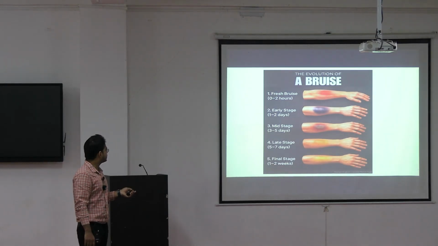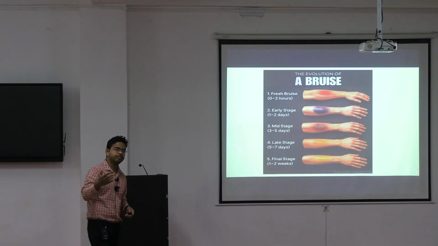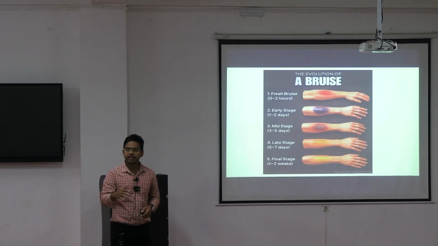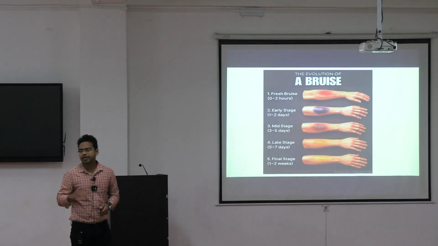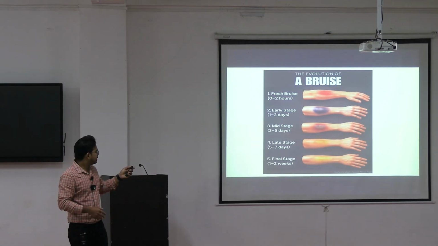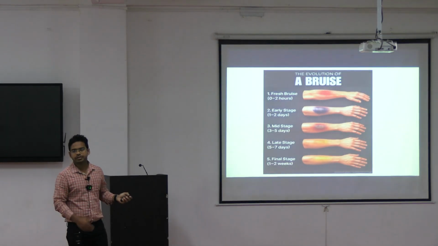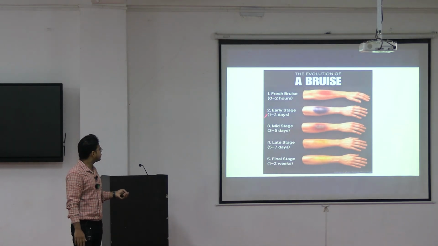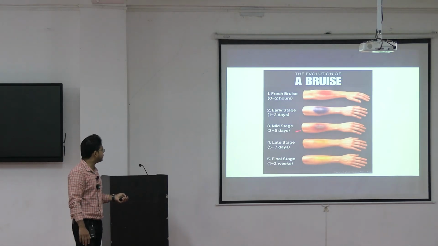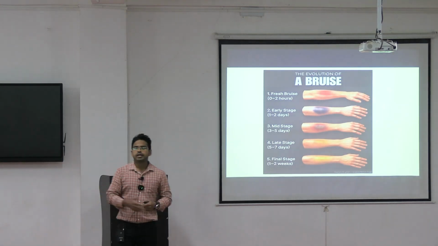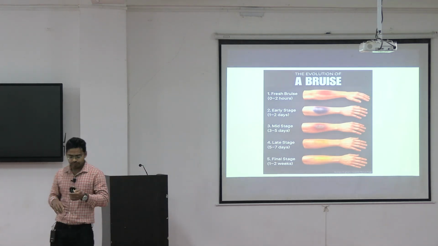So these are the color changes that you see in bruise. Initially it will be red, then it will become darkish brown, black, then slowly it will be fading out. Depending upon the color changes, you can know the age of the bruise, exactly the same as in abrasion. Fresh will be 0 to 2 hours, then early stage 1 to 2 days, then 3 to 5, up to 7, and in the second week it will be almost gone.